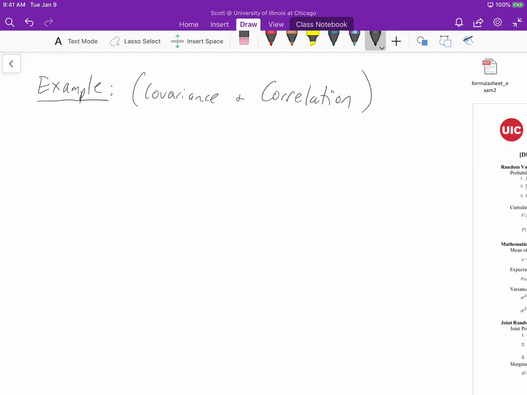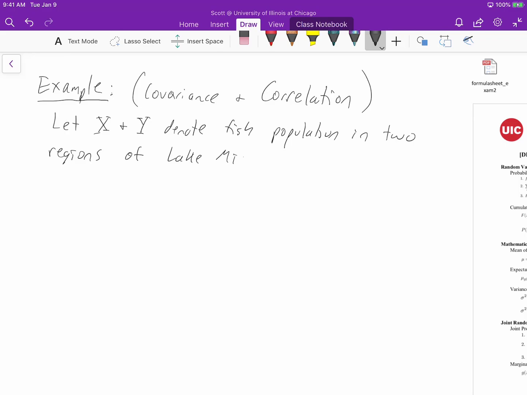For this example, I'm actually going to be relying on a previous example as well. So there'll be 2 examples, but I have to define this new example. We'll let X and Y denote the fish population at maybe 2 regions. Maybe these are 2 regions of Lake Michigan. Could be any lake, but let's call it Lake Michigan to keep it kind of local, with the given joint PDF as follows. Given joint probability density function.